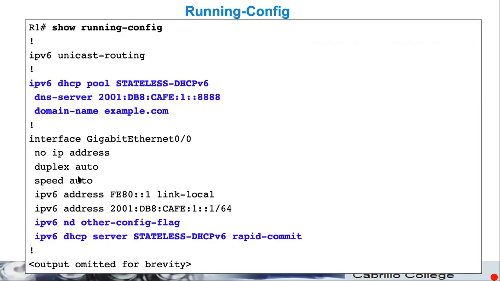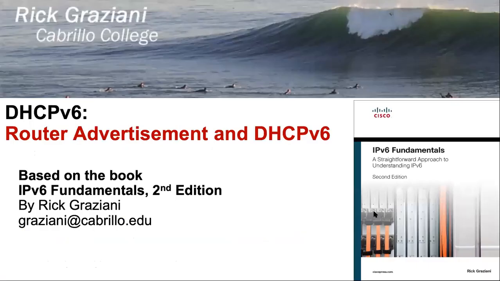And this is just showing, again, the running config. This here is actually showing us that the router has been configured as a stateless DHCPv6 server, and here it has the rapid commit option on its gig0/0 interface. We'll take a look at this config in much more detail in upcoming videos. Okay, so that's the router advertisement and DHCPv6. More coming on stateless and stateful and prefix delegation.